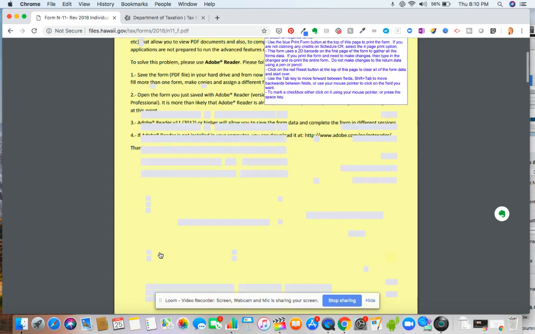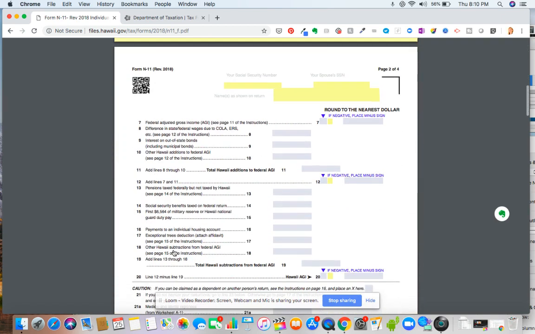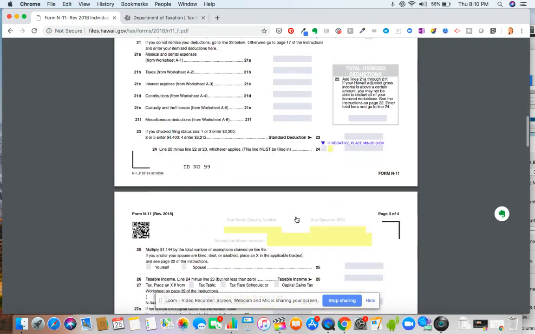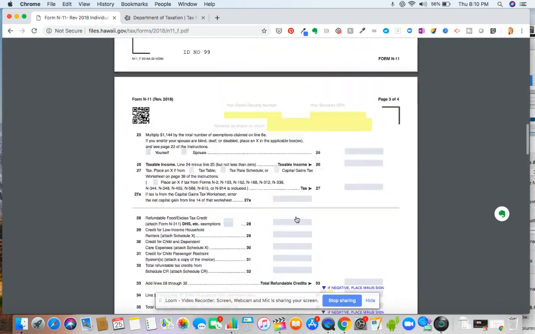Now, essentially, they don't want you to fill out these forms. Hawaii is very particular about how you fill out the form, but we don't need to worry about that. We're looking at the calculation, which you can see here.